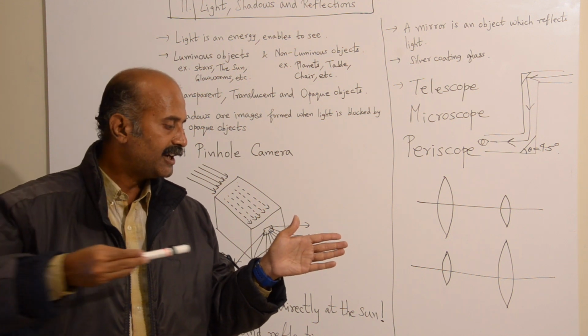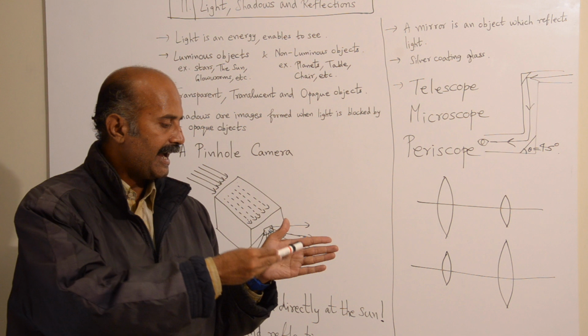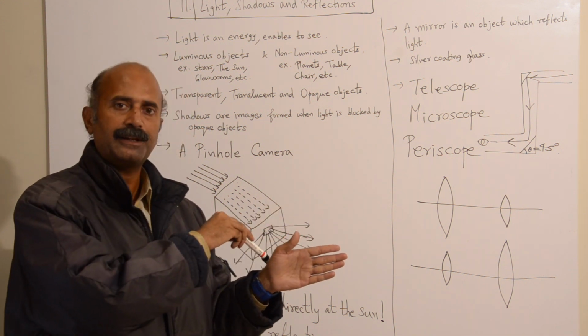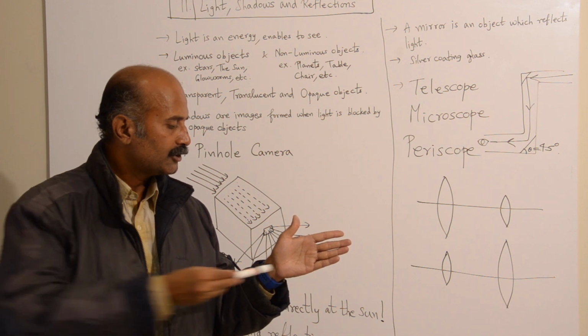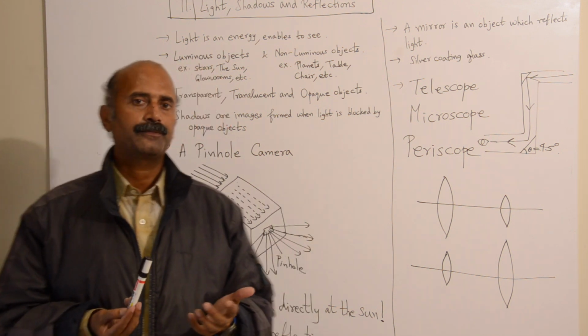So, the light rays which fall on the object are known as incident rays, and the rays which get diverted are known as reflected rays. Because the backside has been converted into an opaque object, the light will start reflecting. So, this is how reflections take place.